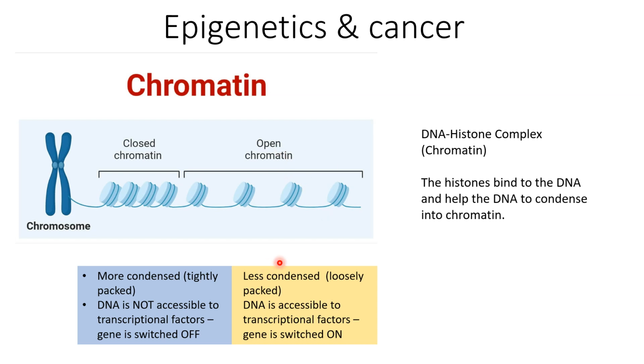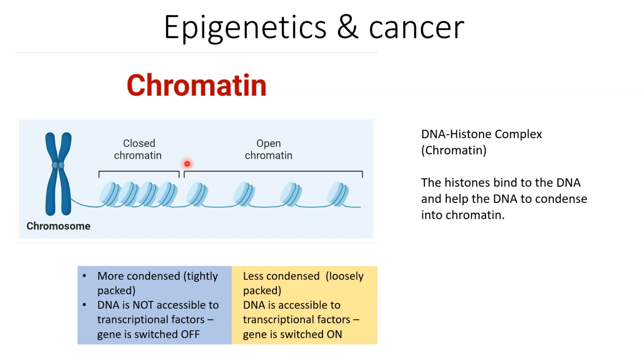On the other hand, here we have a DNA-histone complex that is loose. So it's less condensed. If it's less condensed and loose, that means the transcription factor can have access to the gene, which will cause it to bind to it, which will encourage RNA polymerase to bind to it, hence initiating transcription. So the gene is switched on, i.e. the gene will be expressed.